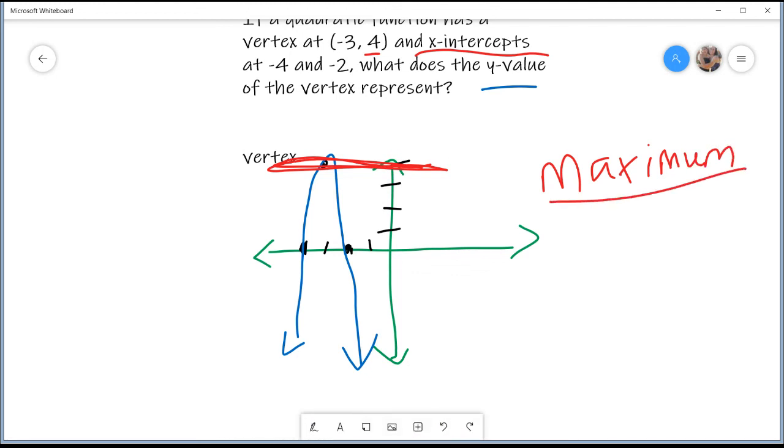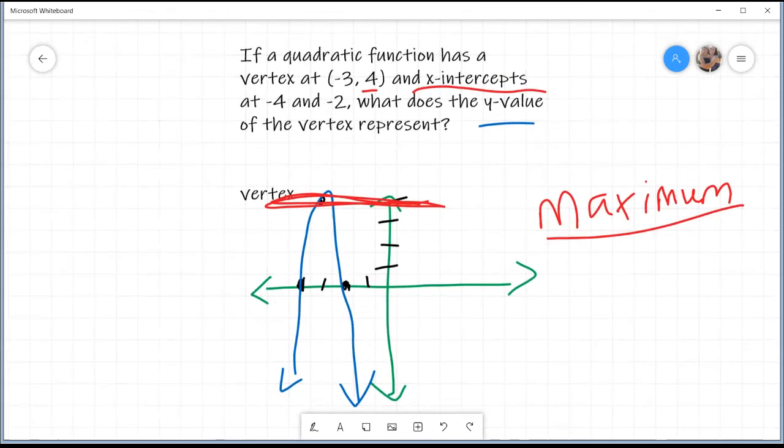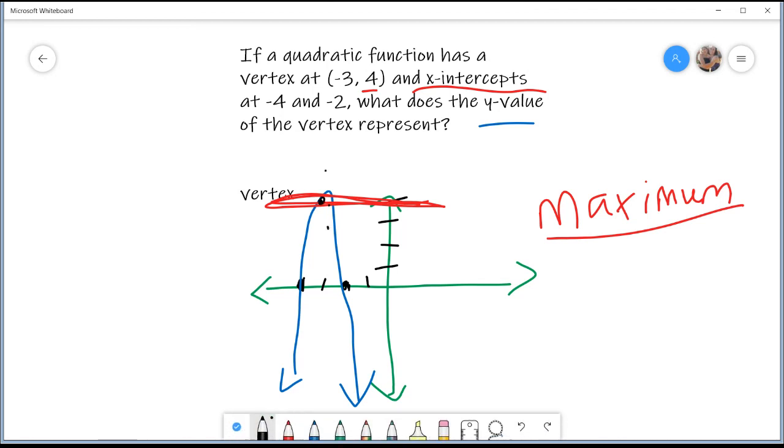Now, it doesn't ask you about the x-coordinate, the -3, but if it did, the x-coordinate is always going to be talking about the axis of symmetry. The x-coordinate is the thing that cuts the parabola exactly in half so it has 2 symmetrical sides. That's the x-coordinate, whereas the y-coordinate is going to be the maximum or the minimum. The vertex is important because it tells you all of those things. It tells you the maximum or the minimum. It tells you the axis of symmetry.